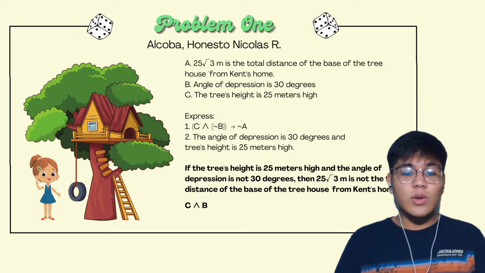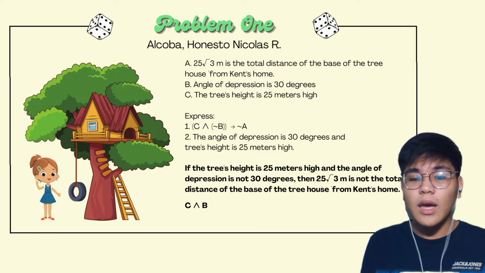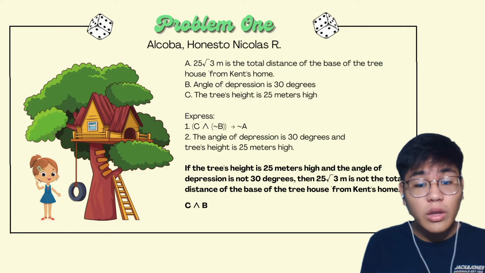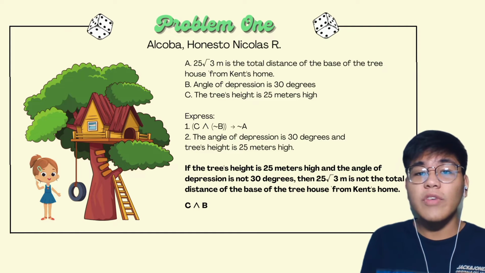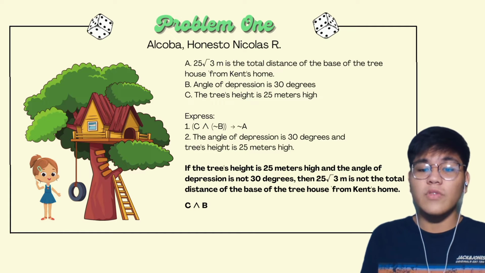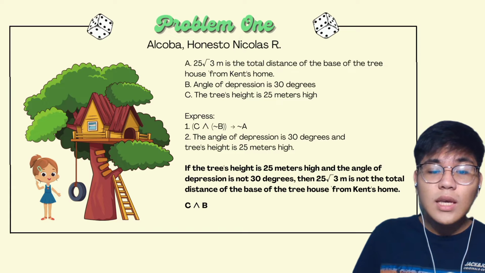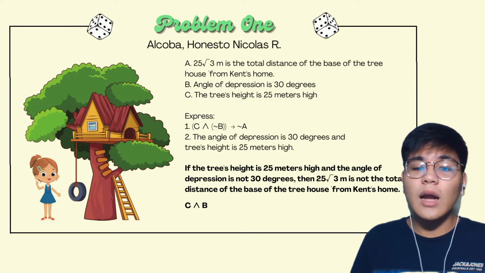So for the first one, you have, if the tree's height is 25 meters high and the angle of depression is not 30 degrees, then 25 square root of 3 meters is not the total distance of the base of the treehouse from Kent's home. So that is the answer for C, and negate B, arrow negate A.